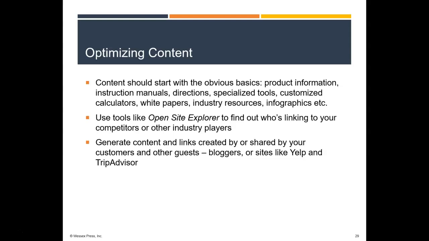Optimizing content. Content should start with the obvious basics: product information, instruction manuals, directions, specialized tools, customized calculators, white papers, industry resources, and infographics. Use tools like Open Site Explorer to find out who's linking to your competitors or other industry players. Generate content and links created by or shared by your customers and other guests, bloggers, or sites like Yelp and TripAdvisor. Now there are more than Yelp and TripAdvisor. Now you can get real-time reviews by just clicking on your social medias.